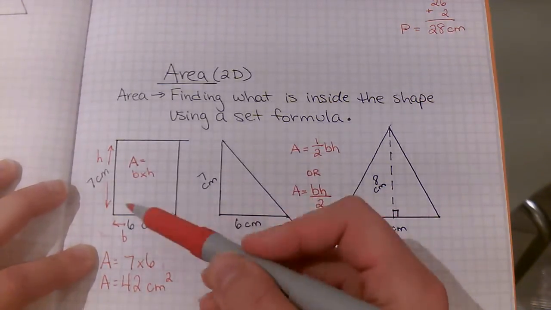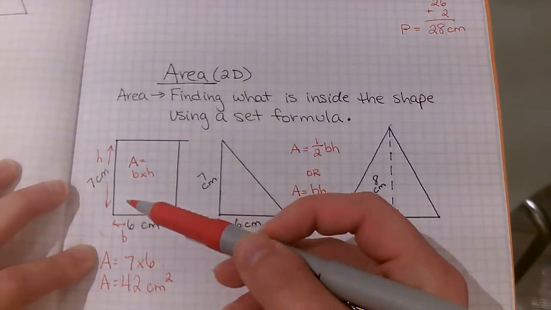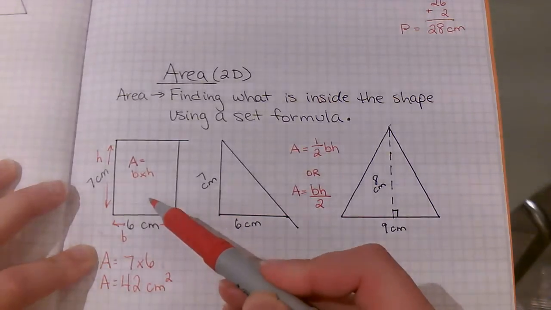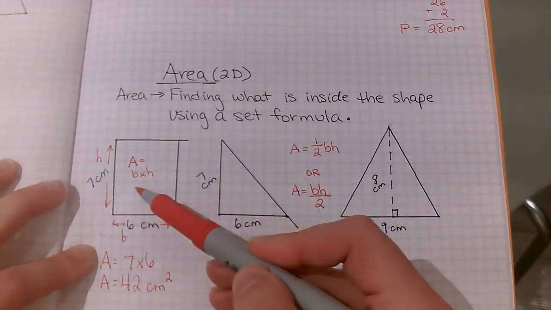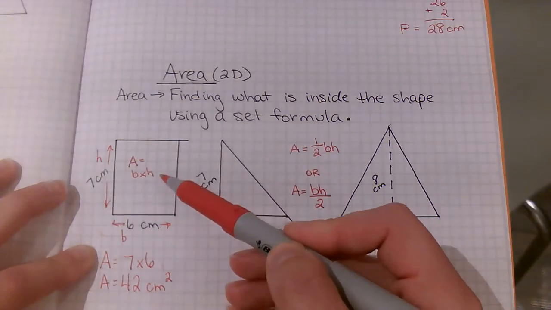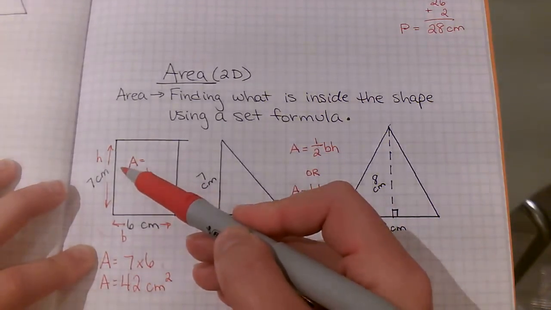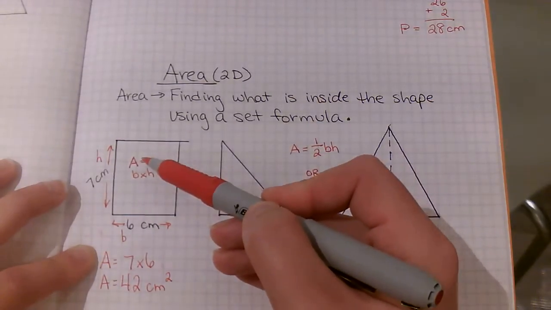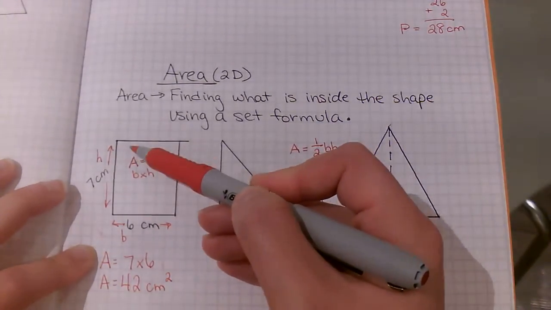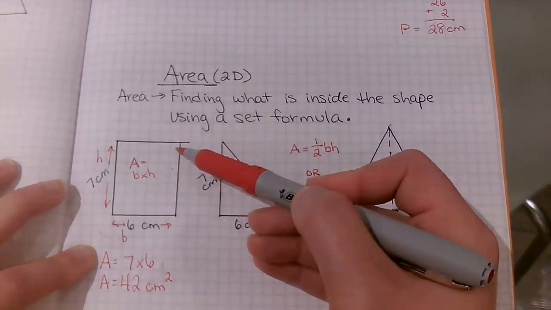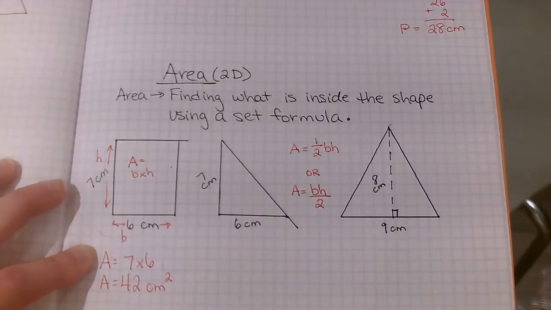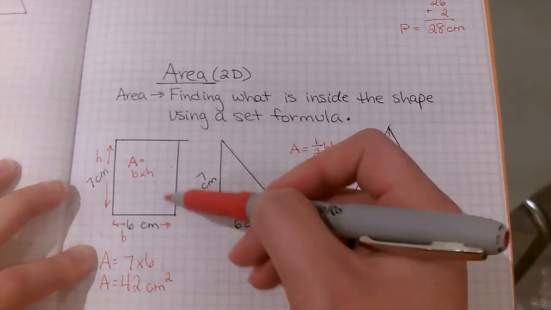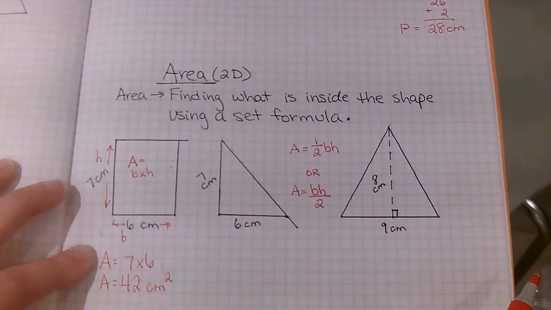Okay, so then if I looked inside this rectangle, I'd have 1, 2, 3, 4, 5, 6, 7, 8, 9, all the way up to 42 squares inside there. Okay, so the area just means I have 42 little squares inside this rectangle.